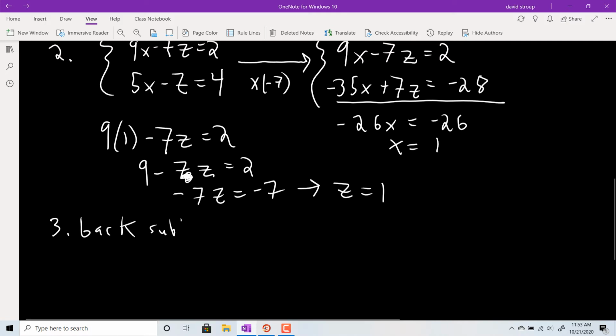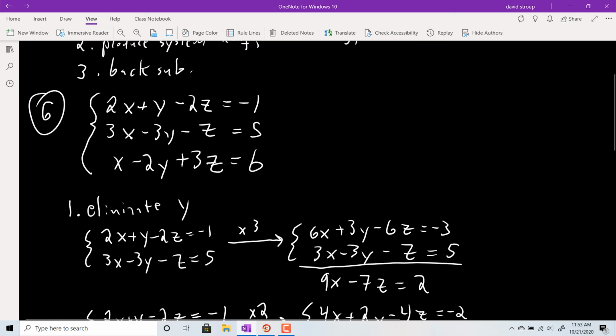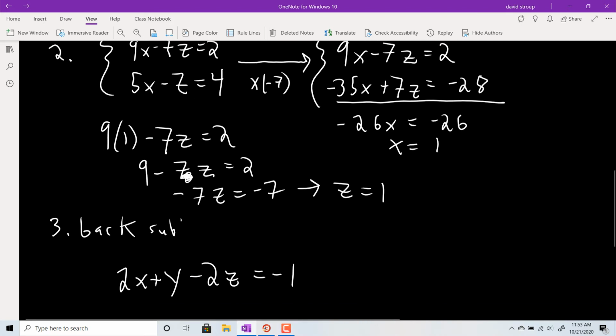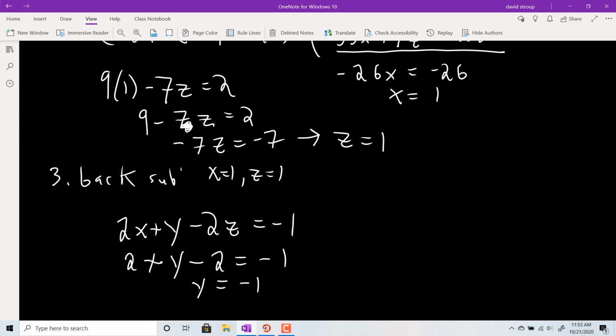So I need an equation with three variables from above. So try 2x plus y minus 2z is negative 1. I just took the first one from the system. 2x plus y minus 2z is negative 1. Okay. And then plug in x equals 1 and z equals 1. So I'll have 2 times 1 is 2, plus y minus 2 times 1 is minus 2, equals negative 1. 2 minus 2 is 0, so y must equal negative 1.